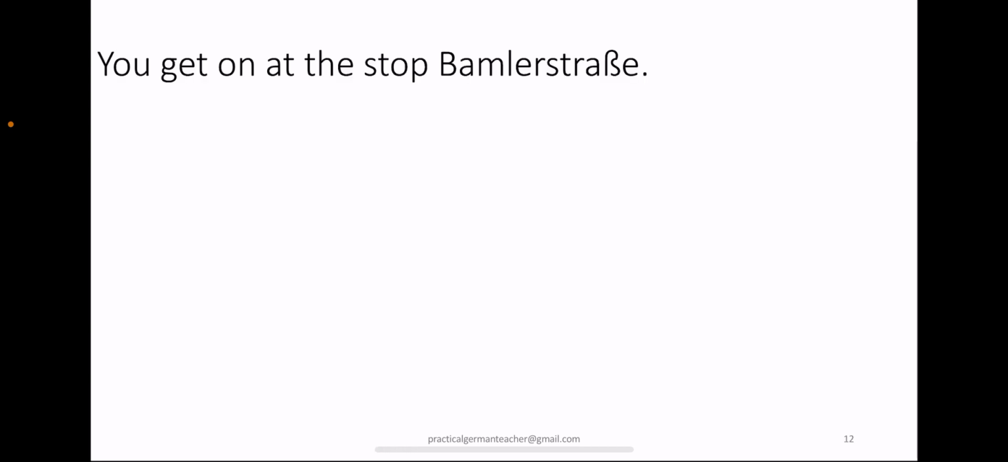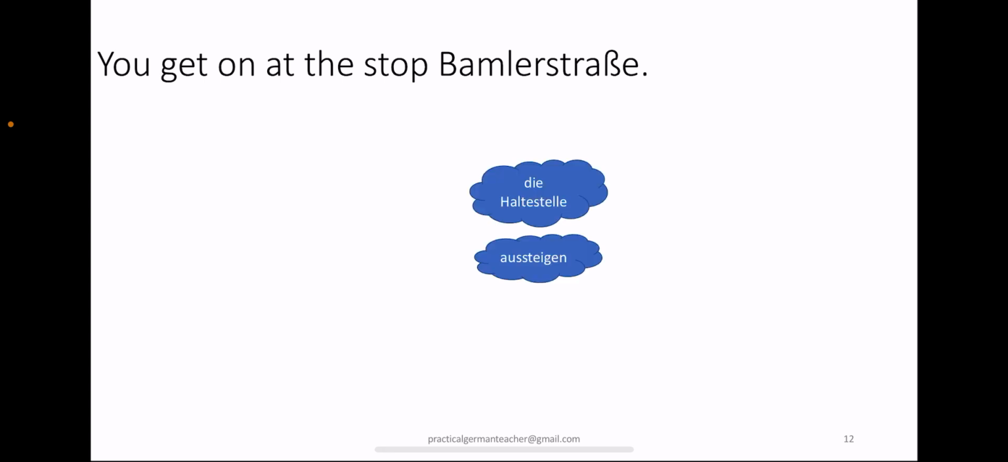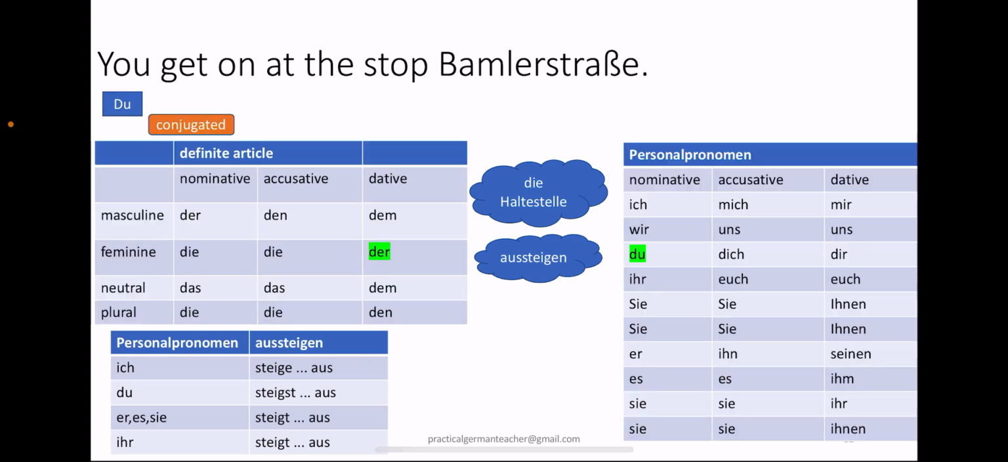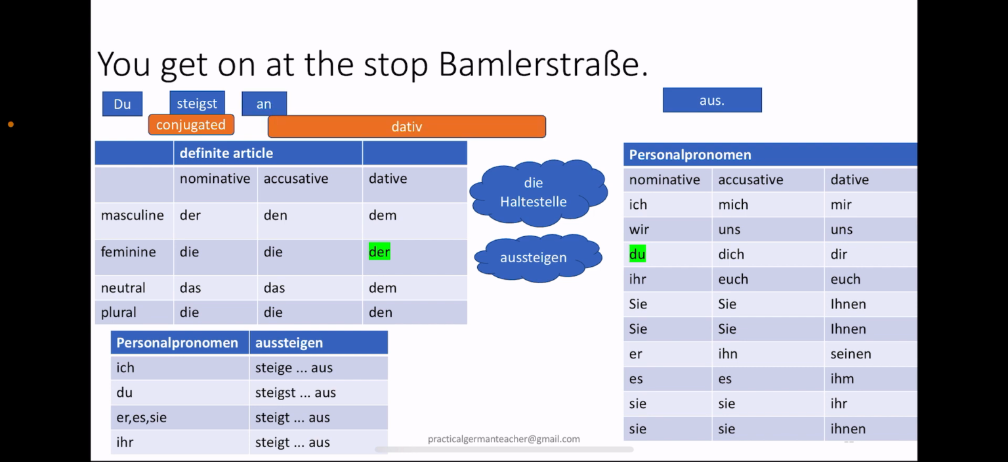Let's see. You get on at the stop Bamler Straße. By the way, the sentence in English is wrong. I actually wanted to say you get off the train at the stop Bamler Straße, or you leave the train at the stop Bamler Straße. So again the word for stop is the same, die Haltestelle, and to get off the train or to leave the train, the verb is aussteigen. To get on is einsteigen, to change is umsteigen, to get off is aussteigen. This should be obvious. I'll just give you the sentence: du steigst an der Haltestelle Bamler Straße aus.